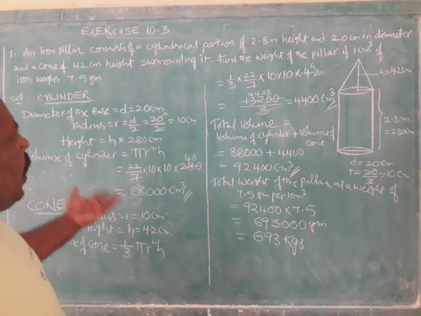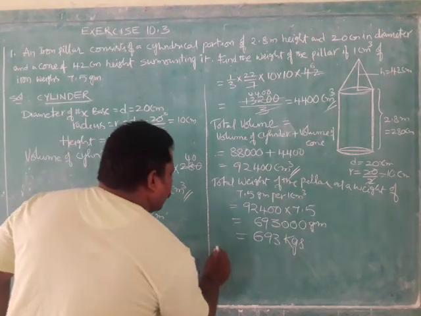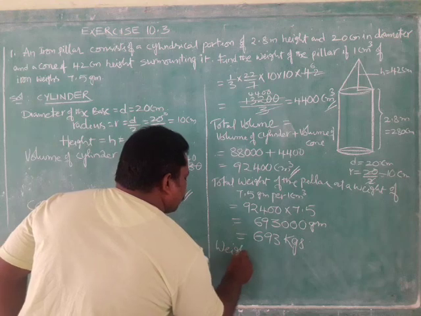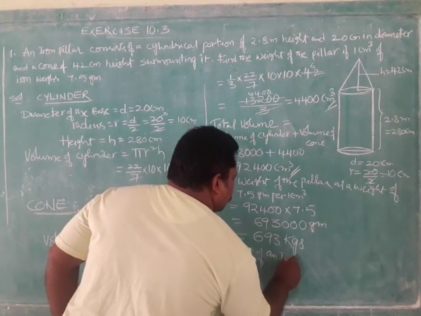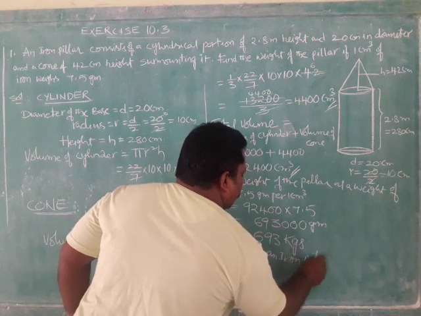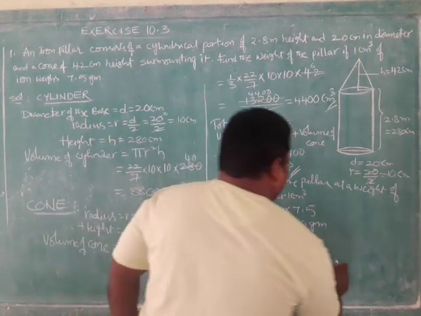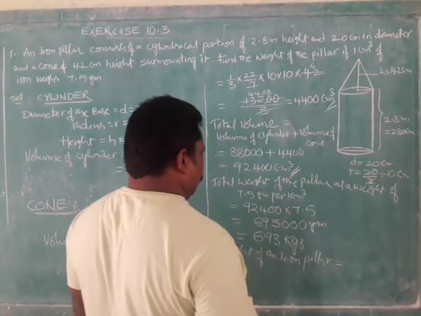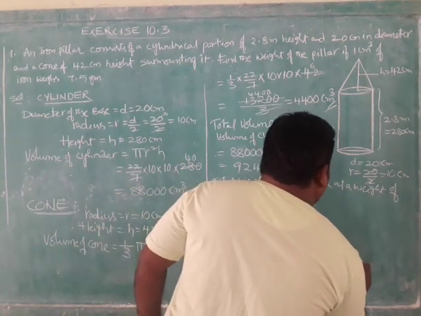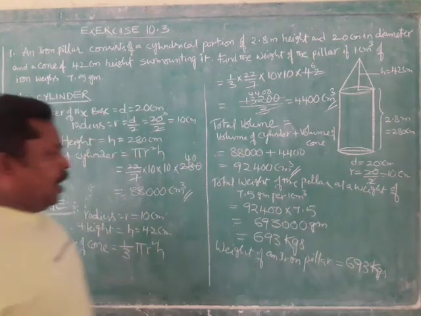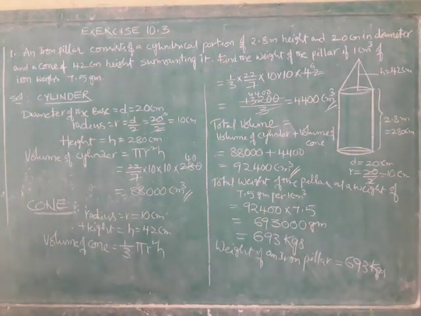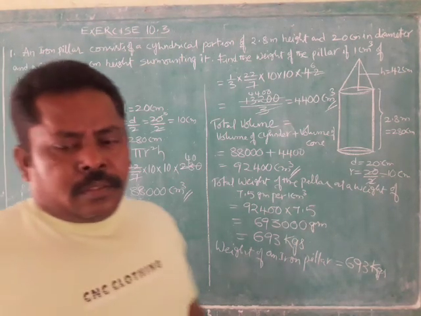Therefore, the weight of the iron pillar is equal to 693 kgs. Okay, children.